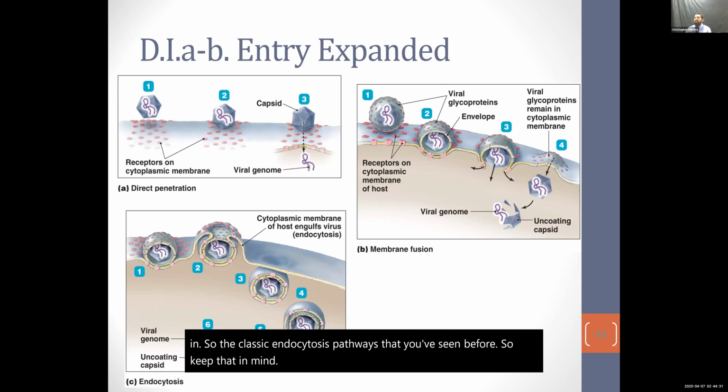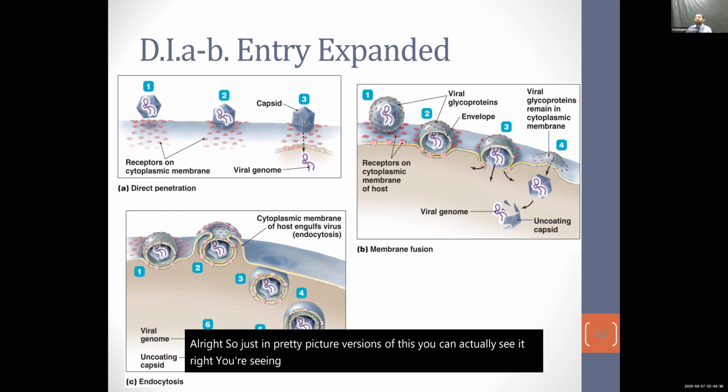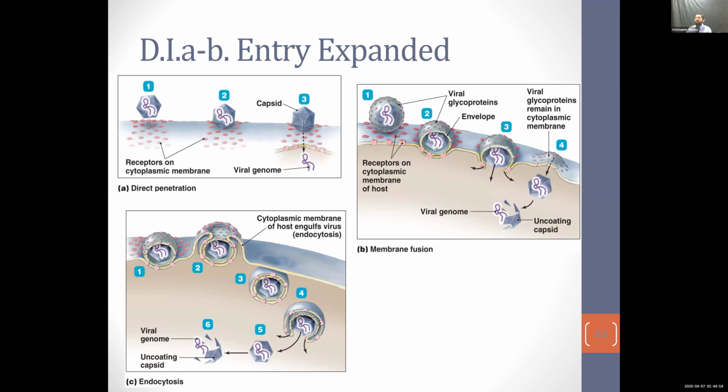All right, so just in pretty picture versions of this, you can actually see it, right? You're seeing a little polyhedral version on the top left-hand corner in which the virus just has to penetrate directly into the host to inject its content. Whereas on the right-hand side, because it has that sheep's clothing that I was talking about before, it can fuse with it, be identified as if it was part of the team or the family, and then be taken in. So keep that in mind.